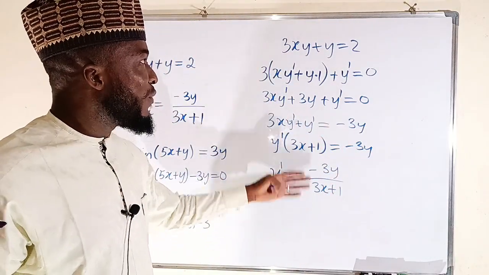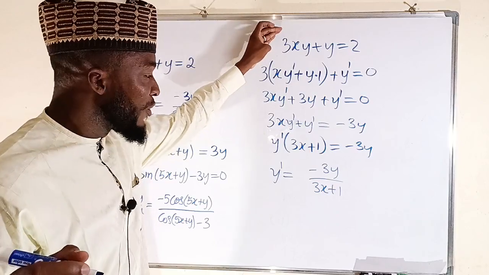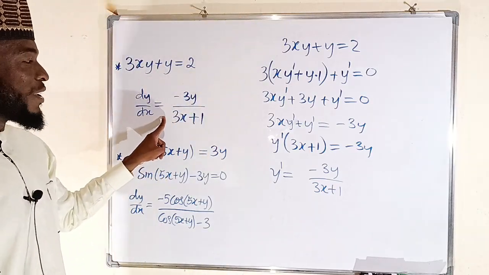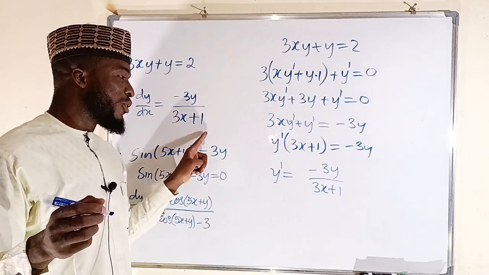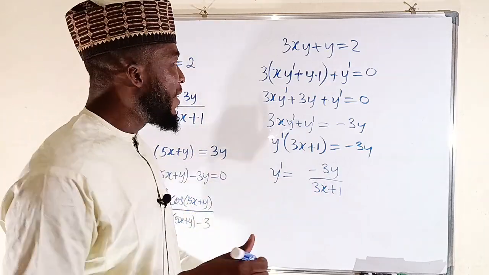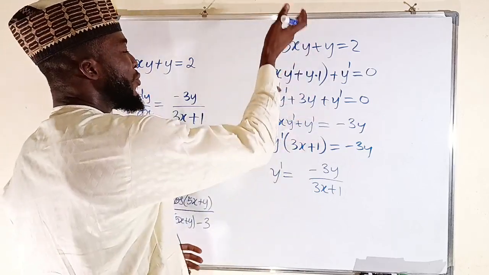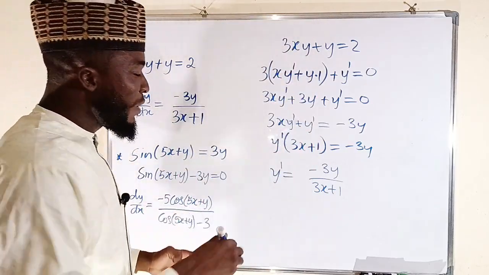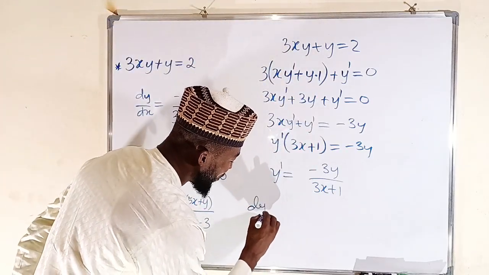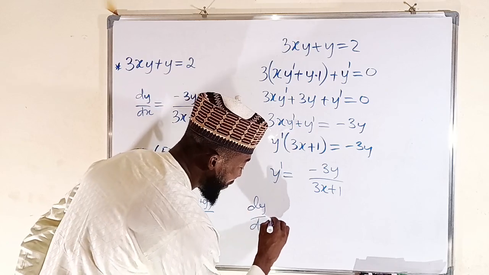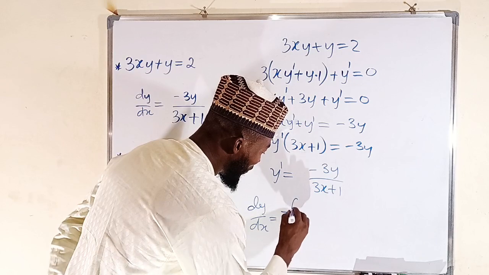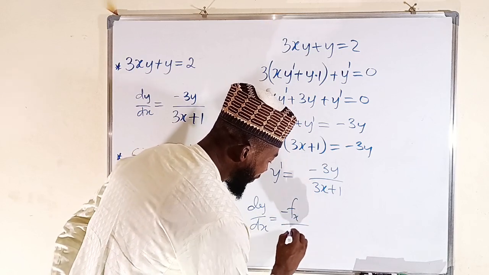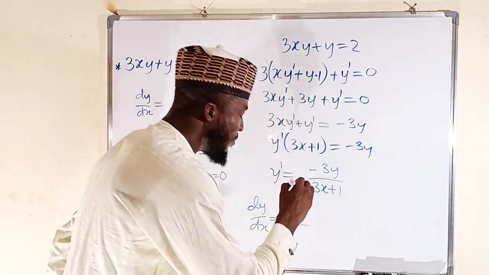So this is the derivative of this implicit function. Just look at it. Are they not exactly the same? Negative 3y divided by 3x plus 1. They are exactly the same. So instead of applying this long process, you can always apply that formula, dy over dx. If at all it is an implicit function, you have negative f subscript x divided by f subscript y.